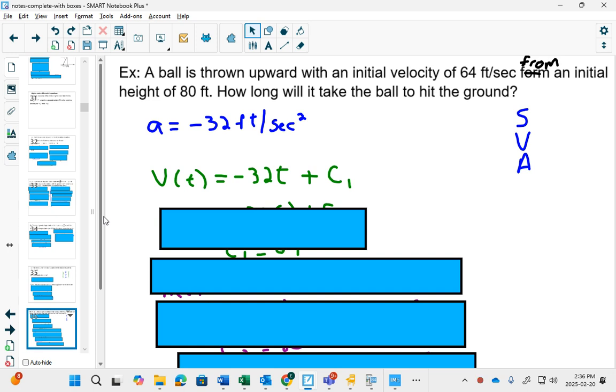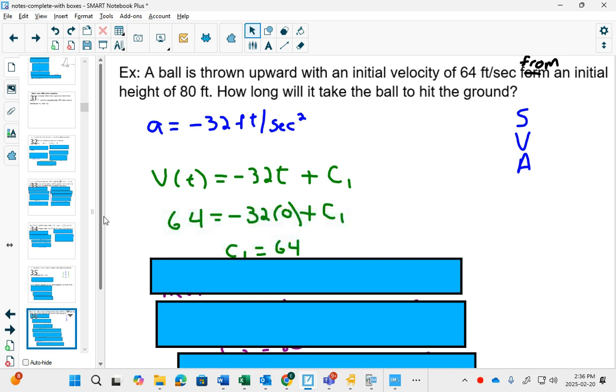Velocity, negative 32t plus c1, and then you plug it in. An initial velocity of 64 makes your C1 equal to 64.